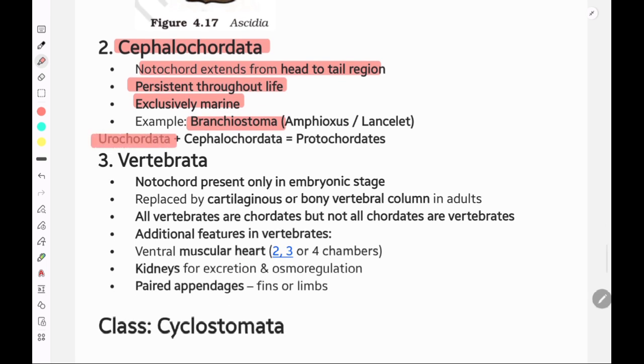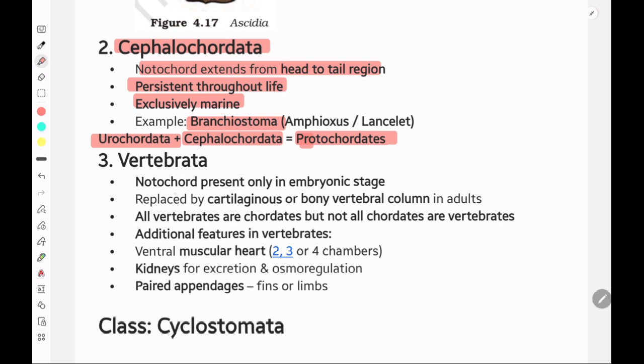Together, Urochordates and Cephalochordates are known as protochordates. Why? Because in both of them, the chordate is of a primitive kind. As you can remember, pro stands for primitive. They are primitive chordates.